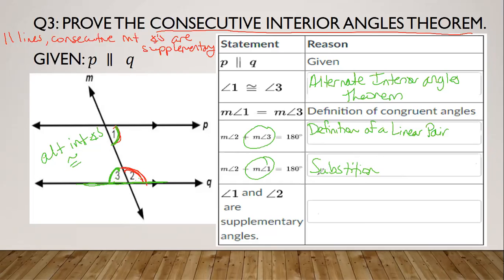And so lastly, if angle 2 plus angle 1 is equal to 180, then that means that angle 1 and angle 2 are supplementary angles. Okay. So we can literally say definition of supplementary angles. Definition of supplementary angles. Because that's what supplementary angles means, right? Two angles that add to 180 degrees.